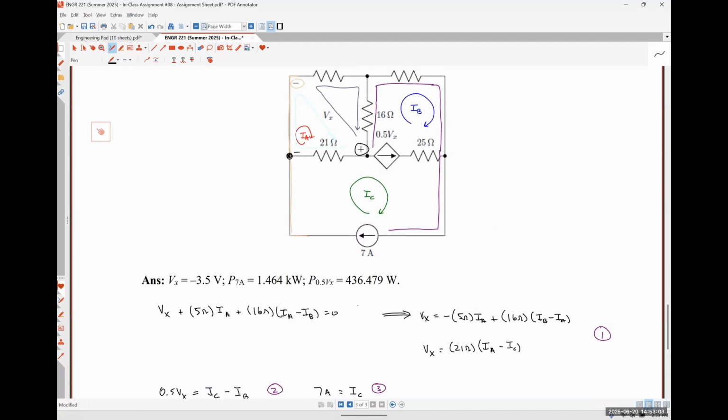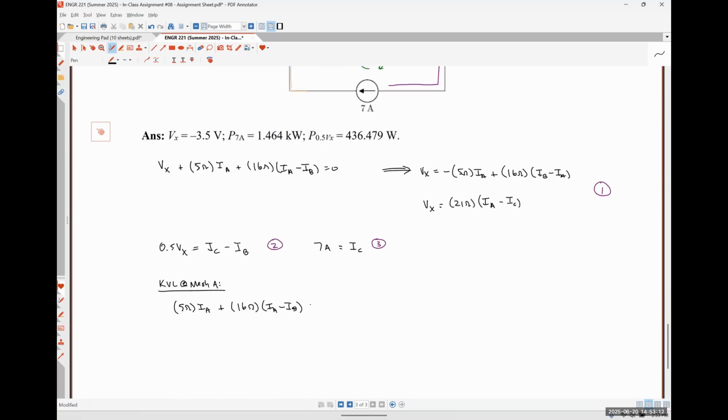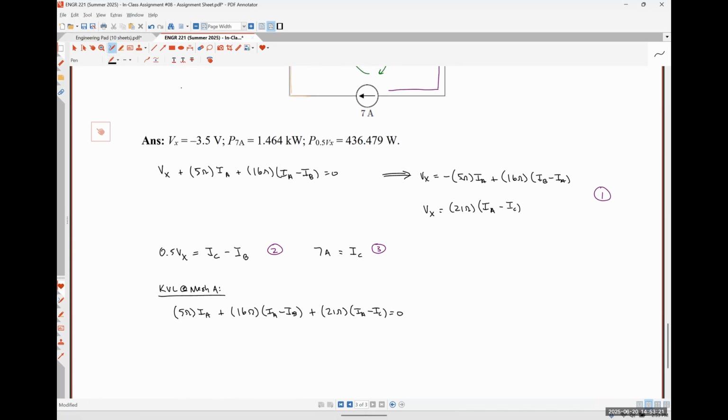And what's our last term going to be? 21 ohms times IA minus IC. Exactly right, Joseph, thank you. There's our fourth equation. And so what I'm going to do this time is anywhere that I see IC, I'm going to replace it with 7 amps.